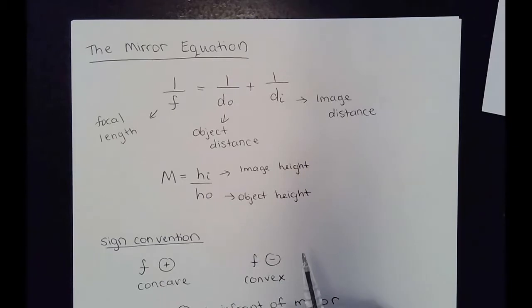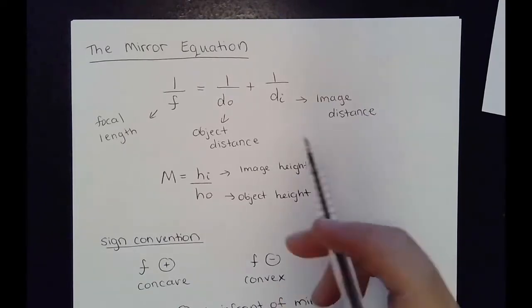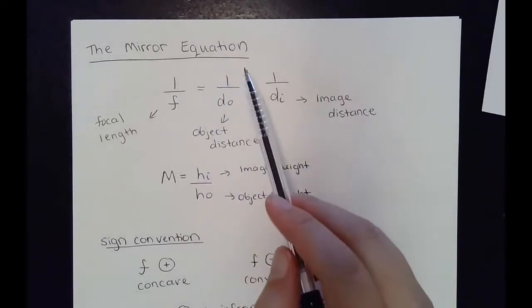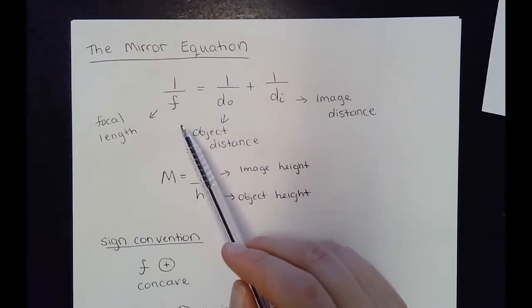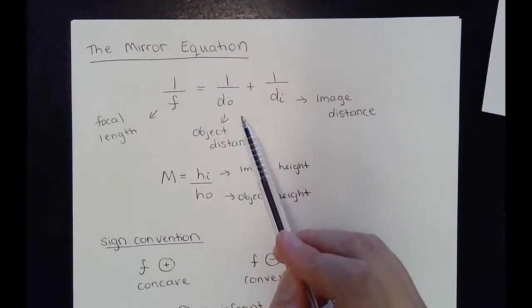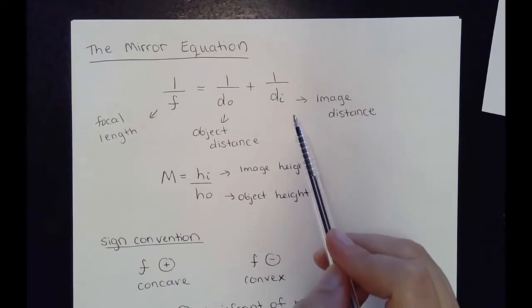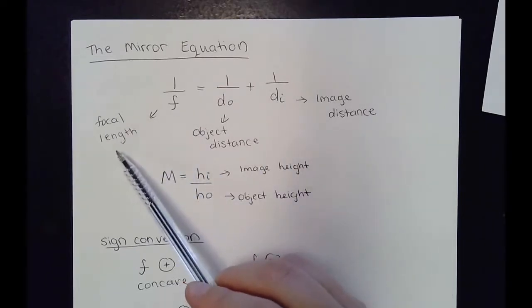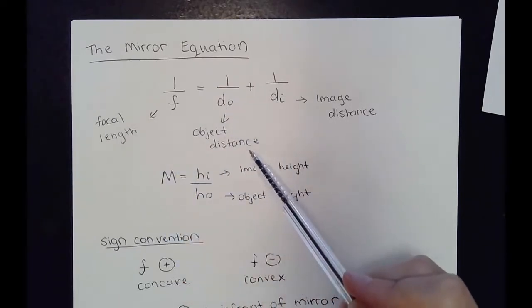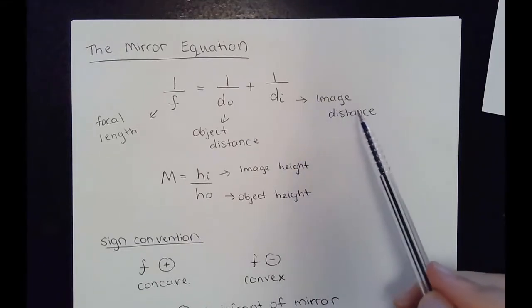We can also use an equation to calculate the image distance, object distance, or focal length because of the relationship between these three quantities. And this is the equation here. It's called the mirror equation. We have 1 over f equals 1 over do plus 1 over di. So f is the focal length, do is the object distance, di is the image distance.